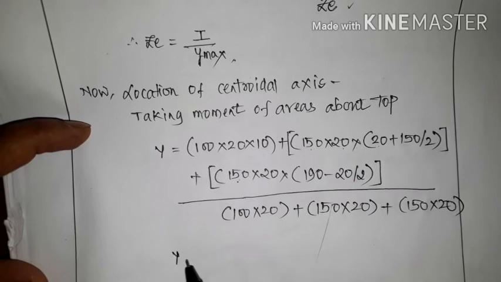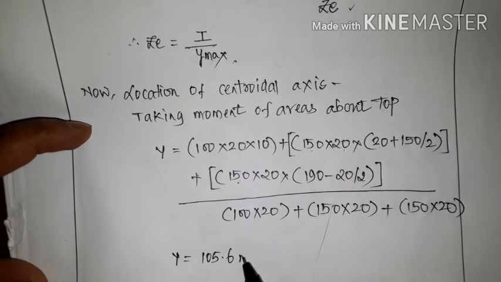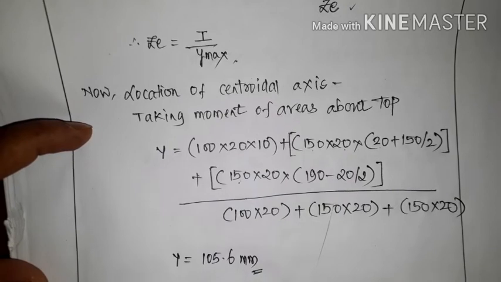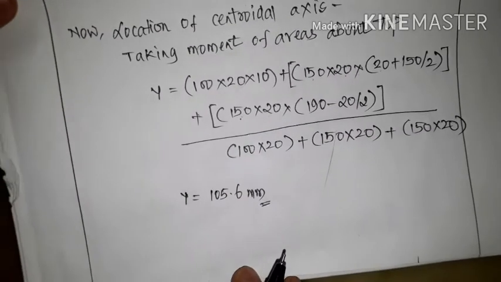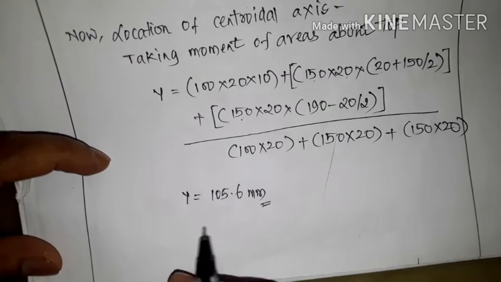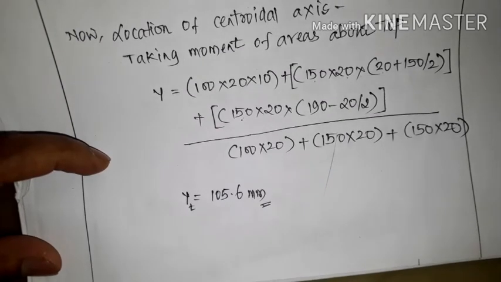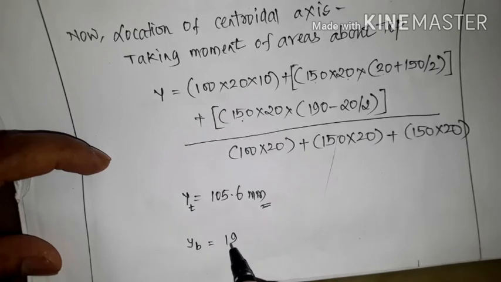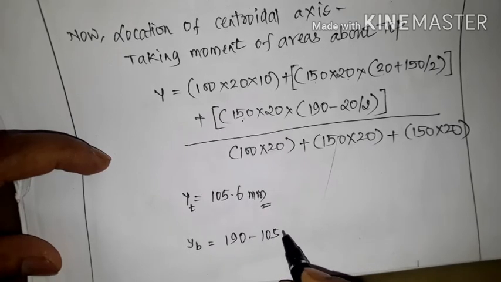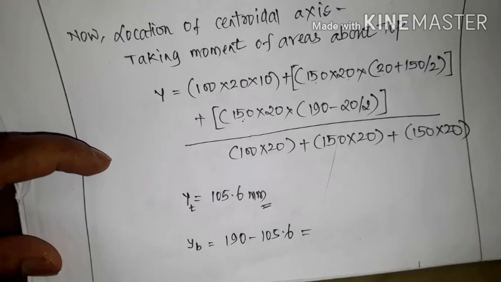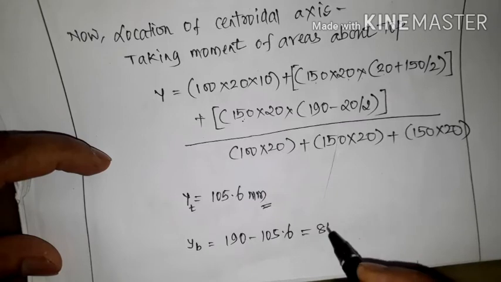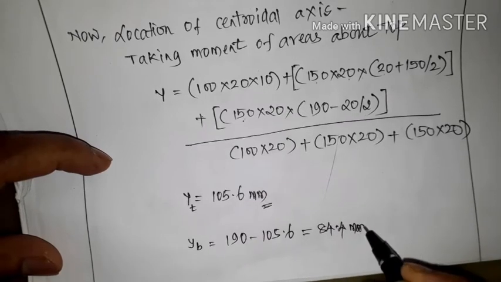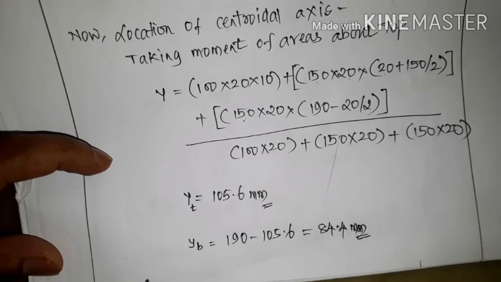So we will get this y distance as 105.6 mm. This is from the top, so I can write yt. I can also find yb, which is equal to the total 190 minus 105.6, so we will get this as 84.4 mm.